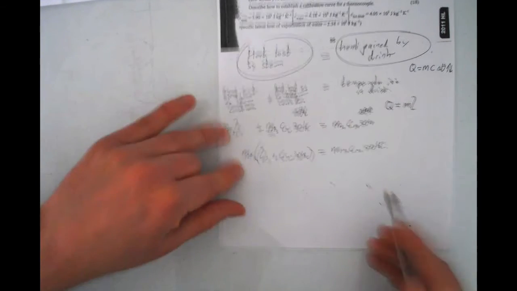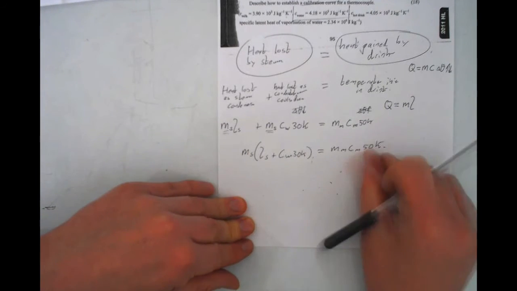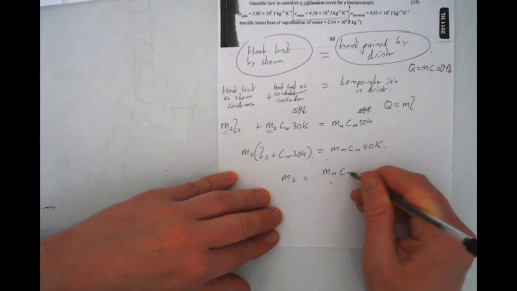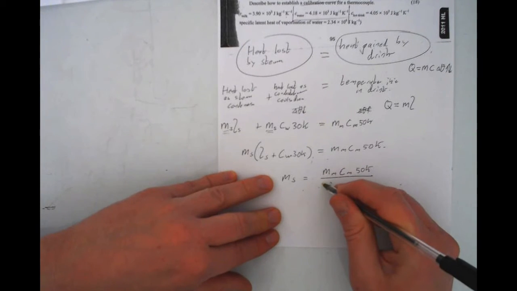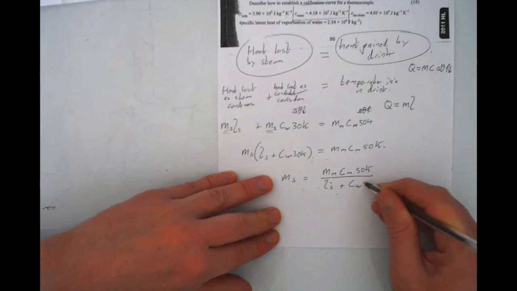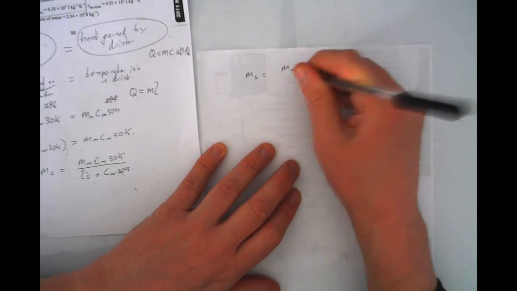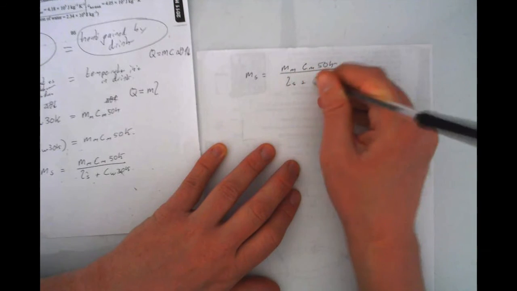And then again, a little bit of algebra. We're looking for the mass of steam. Let's keep that on its own on this side of the equation and bring the rest across. So the mass of steam is equal to the mass of milk times the heat capacity of milk times 50 K, divided by, need to be careful here, the latent heat of steam plus the heat capacity of water times 30 K. Okay, I'm just going to go onto a new page, guys, because I run out of room. In fact, I'm going to start that fresh at the top. Ms is equal to Mm times Cm times 50 K, over L plus Cw times 30 K.